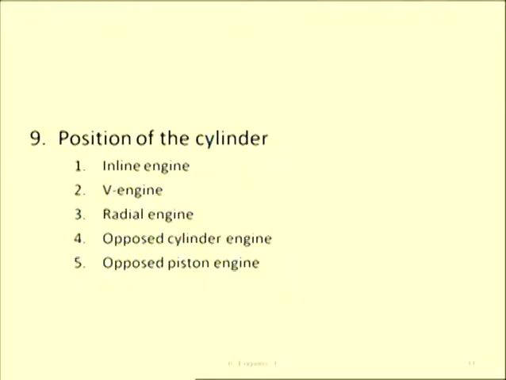Next is the opposed cylinder engine and the opposed piston engine. So it is a position. Opposed means the number of cylinders are in opposition. So one is on the left, then the opposite will be on the right side. But the piston movement will be the same. And opposed piston means the pistons will also move in different directions. If one piston is moving left and the opposite one is moving right, then it is called an opposed cylinder engine. So this is the basic classification we have discussed here about the IC engine.